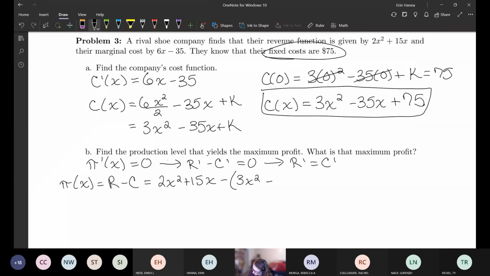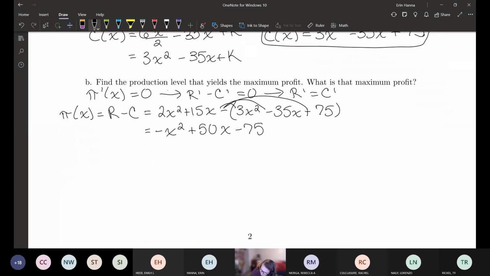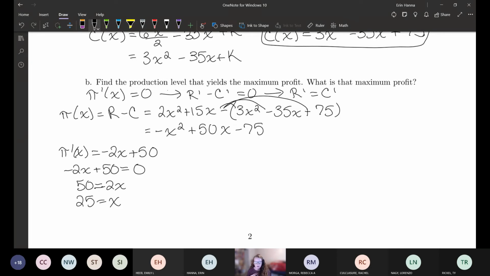Remember to always put your cost function in parentheses so you remember to distribute the negative. So we distribute that negative. We'll have 2x squared minus 3x squared to give us negative x squared, 15x plus 35x to give us 50x, and then minus 75. Now we need to find the derivative of this and set it equal to 0. Bring the power down: negative 2x plus 50. Set that equal to 0 because we want to find our critical points. I would bring the 2x over to the other side and divide both sides by 2. You get x equals 25.